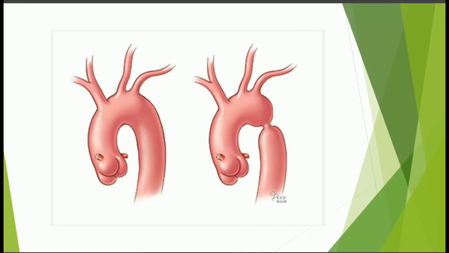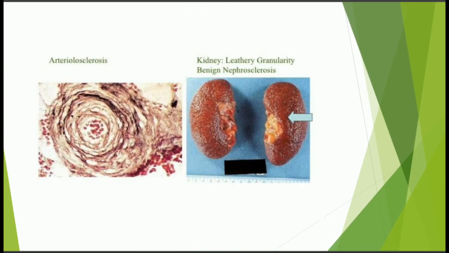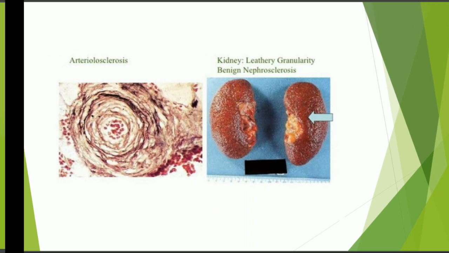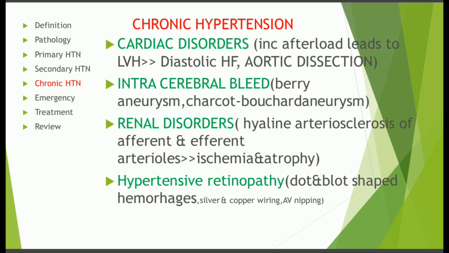Here the coarctation of aorta or narrowing of aorta is shown, and remember, it is prevalent in children. Here the arteriosclerosis of the renal artery is shown, leading to benign nephrosclerosis. It may also lead to atrophy of kidneys, which can be detected by ultrasonography.